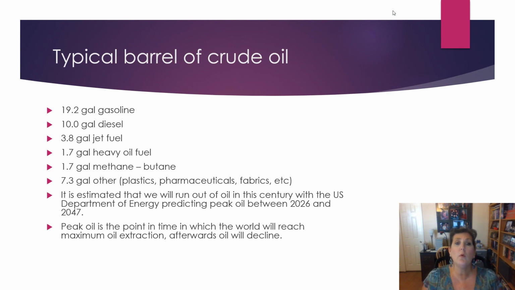It is estimated we will run out of oil in this century, so in your lifetime. The U.S. Department of Energy predicts peak oil will be between 2026 and 2047, meaning after that it's going to get way more expensive and we're not going to have very much of it. So peak oil is the point in time in which the world will reach a maximum of oil extraction. Afterwards, oil will decline. In other words, we're going to have to switch to something else whether we want to or not. And we need to because it's so polluting. So we need to switch, and the fact is we're going to have to.